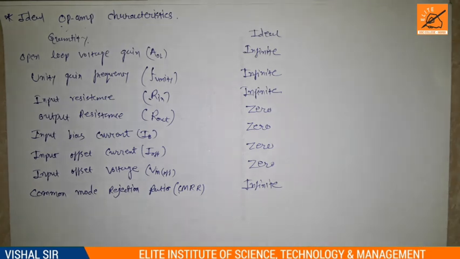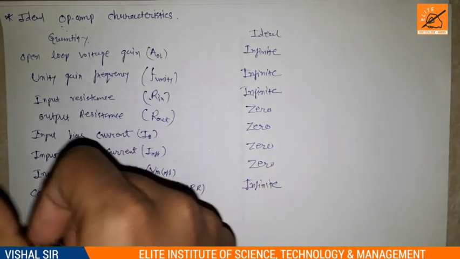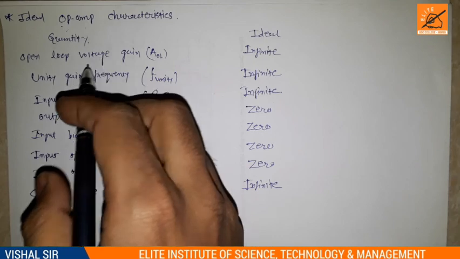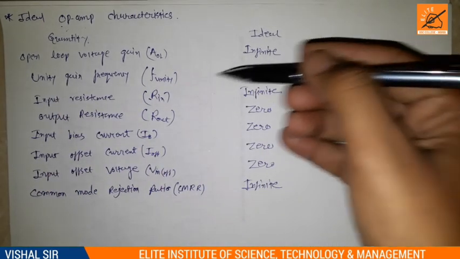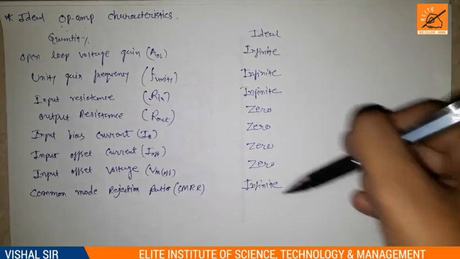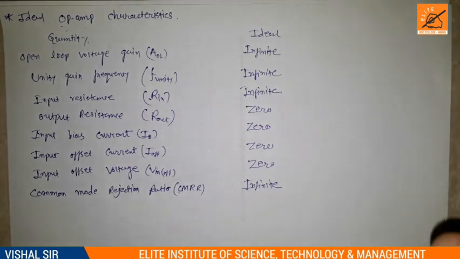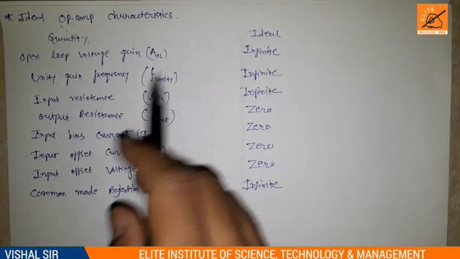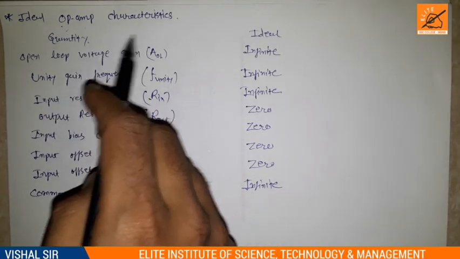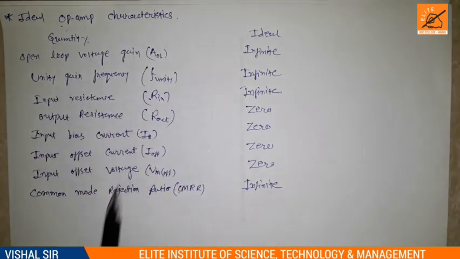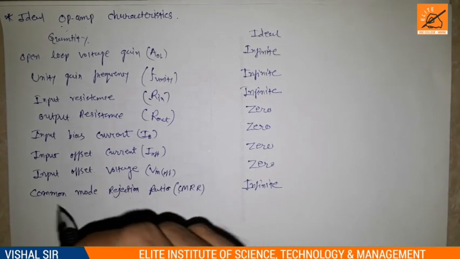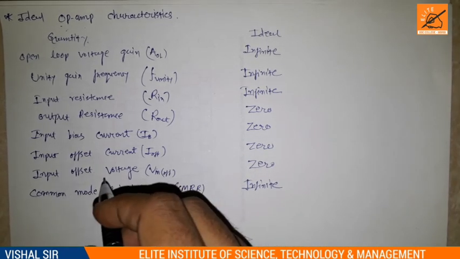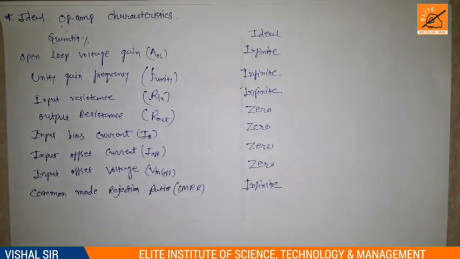So these are the typical characteristics of an operational amplifier, and here we can see the ideal value of all these characteristics. This question is asked in exams for 2 marks, so you have to write these things and their ideal values. So these are the ideal op amp characteristics. Thank you.